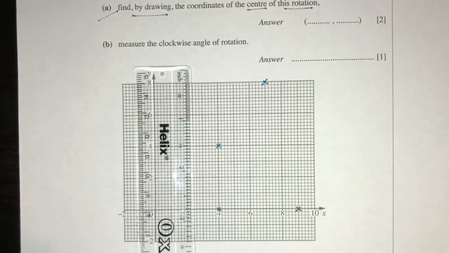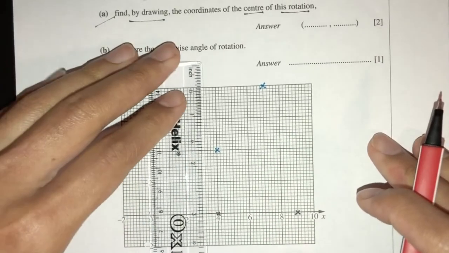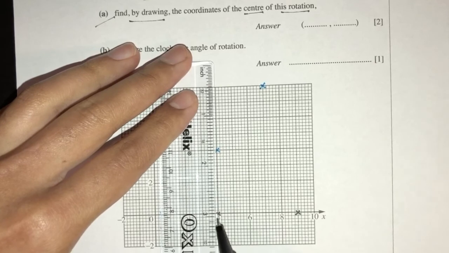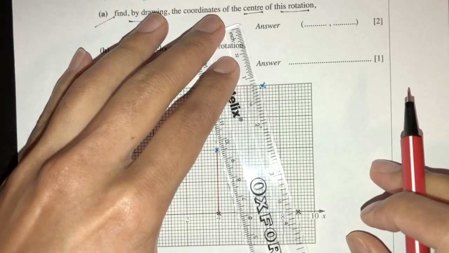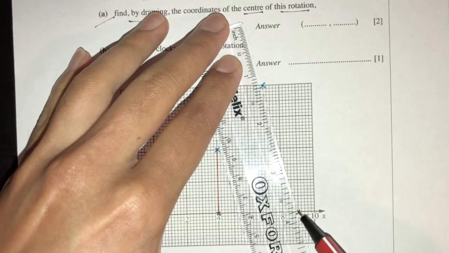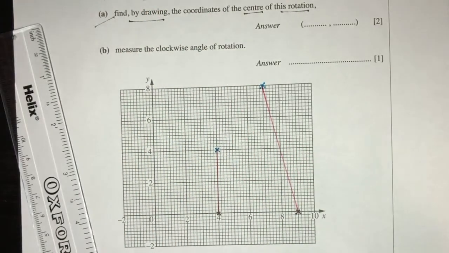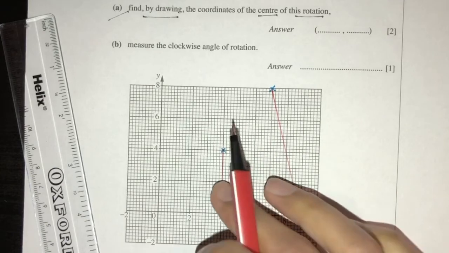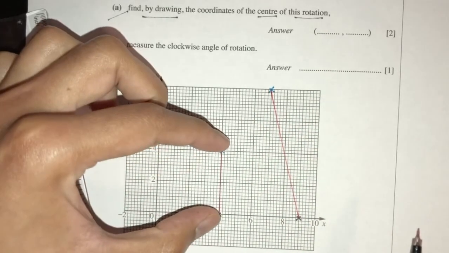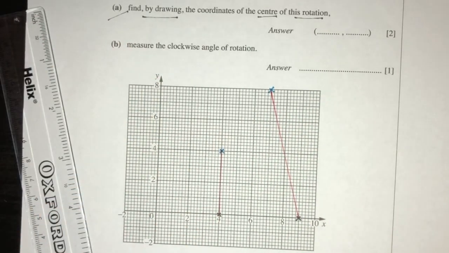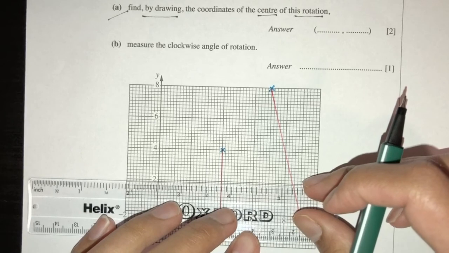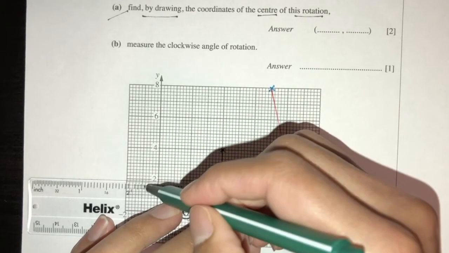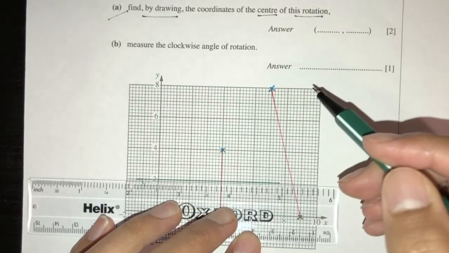Now we have to find the center of rotation. So first we have to connect the object to its image. Object to its image, that's the first thing we do. And then we have to draw the perpendicular bisector of each of those lines. So this one, it is a straight line, so it is easy to find the bisector. It has to go through the midpoint exactly at 90 degrees to this line. So it will be in this direction, right?